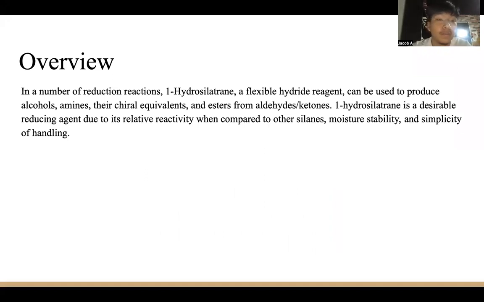The overview. In a number of reduction reactions, 1-hydroxyletrain, a flexible hydride reagent, can be used to produce alcohols, amines, and their chiral equivalents and esters from aldehydes/ketones. 1-hydroxyletrain is a desirable reducing agent due to its relative reactivity when compared to other silanes, moisture stability, and simplicity of handling.